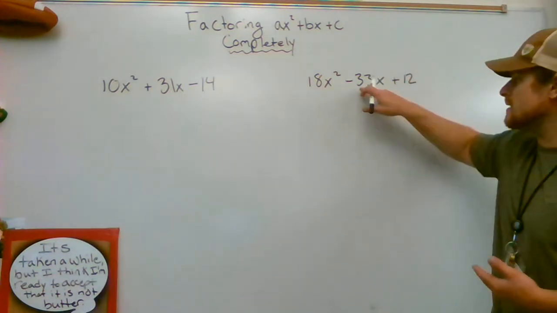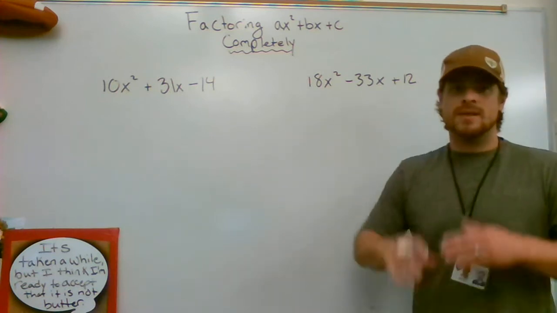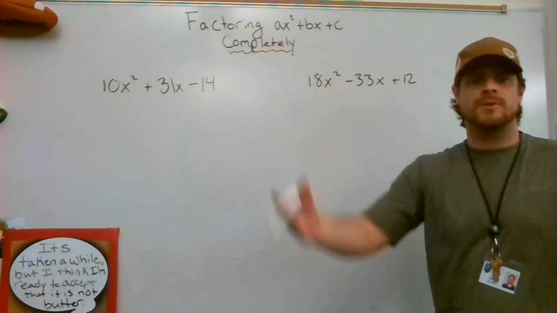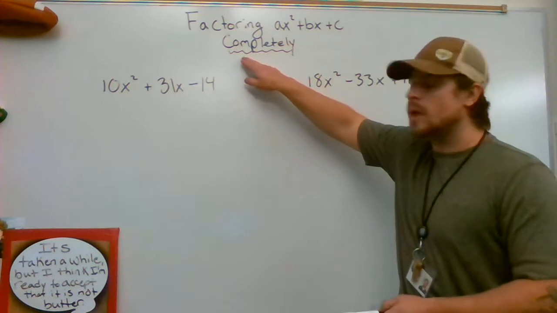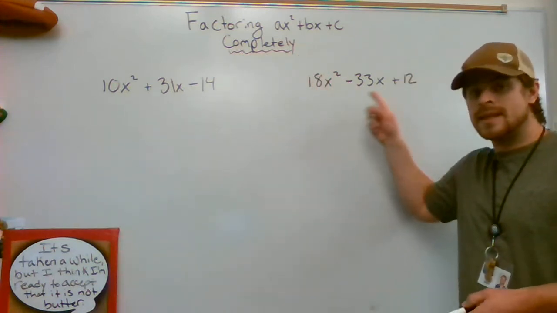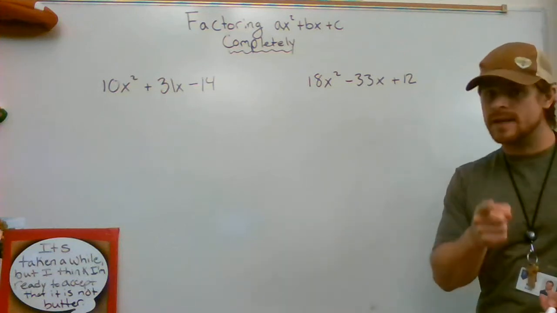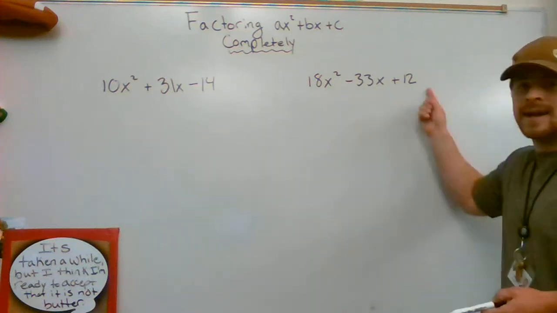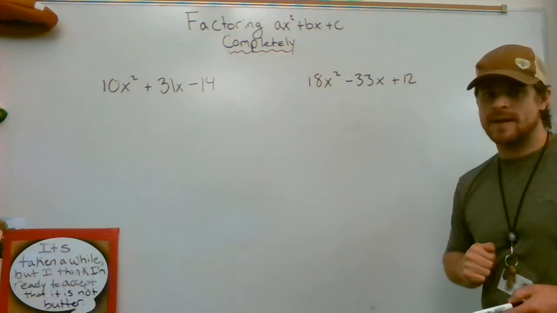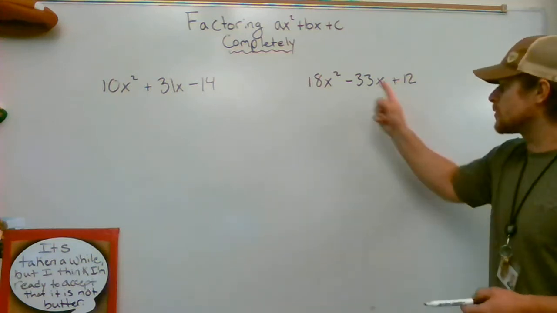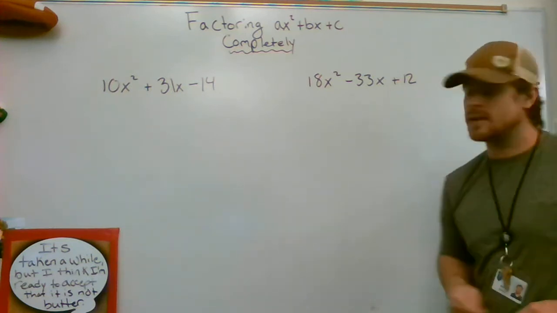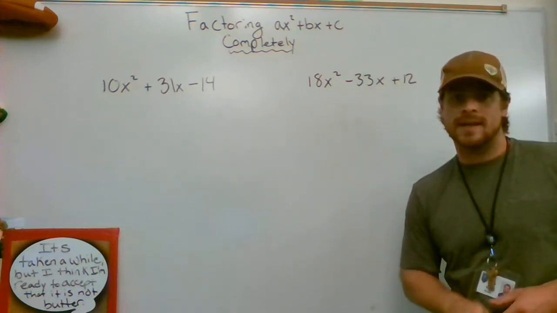But here, 18, 33, and 12 might not be the most obvious one. It might not pop up to you right away. But if the question says completely, you should think first, is there a number that all three of these are divisible by? And there is. They are all divisible by a 3. 18 can be divided by 3 to make a 6. 33 can be divided by 3 to make an 11, and 12 can be divided by 3 to make a 4.